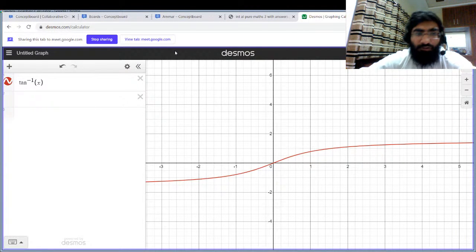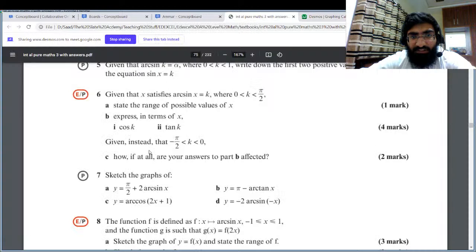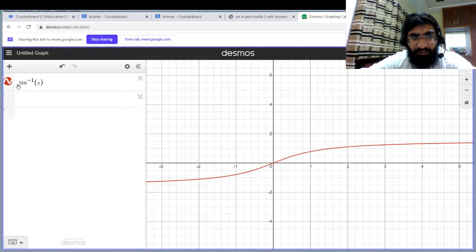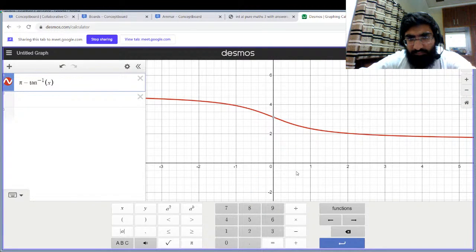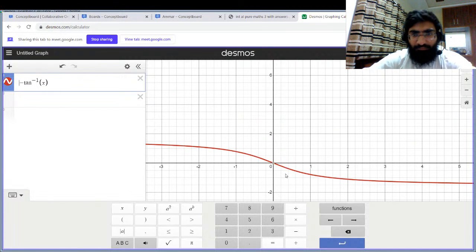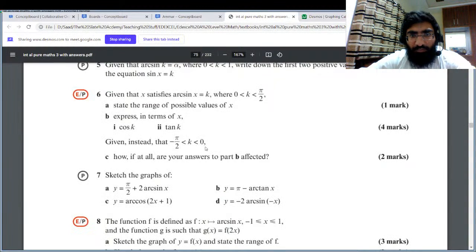So the next question that we have, the second one, it says pi minus sine inverse of x. So pi minus this thing would just make it go down? Which question? Part B, 7B. It's tan. You said pi minus sine. Sorry, that's right. All right. y is equal to pi minus arc tan x.